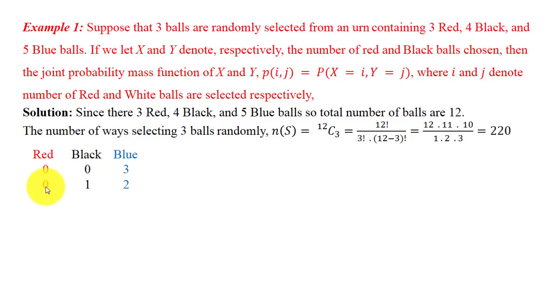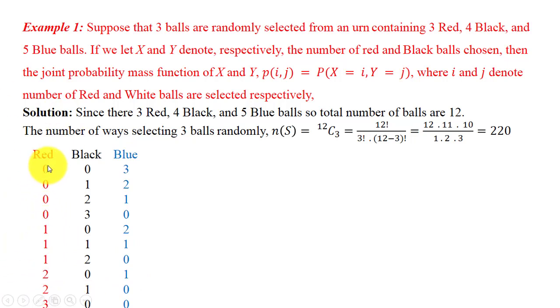Whatever 3 balls are selected, there is only one that contains 1 black and 2 blue. Or there is a possibility that it contains 0 red, 2 black and 1 blue. Or it contains all 3 black, 0 red and 0 blue. Or it contains 1 red, 0 black, 2 blue and so on. Or it contains 1 red, 1 black, 1 blue and so on. So these are some of the possibilities of getting black and blue balls.